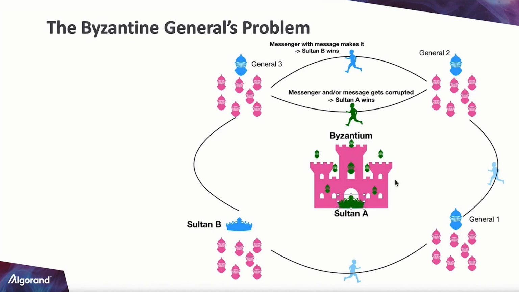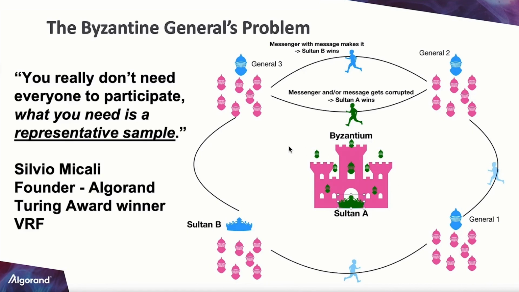And so what happened here is that Silvio Micali, our founder, figured it out. You don't really need everyone to participate. What you need is a representative sample, and the representative sample is key, and that's part of our VRF, or the verifiable random function. And Silvio is also a Turing Award winner, and for those new to the computing field, that's a very coveted award, like a Grammy in the entertainment industry. So we're pretty fortunate to have him as a founder of the company, and a lot of his smarts went into the protocol that we build.